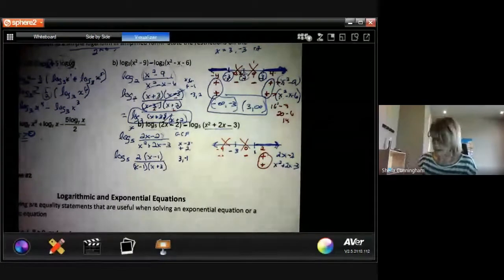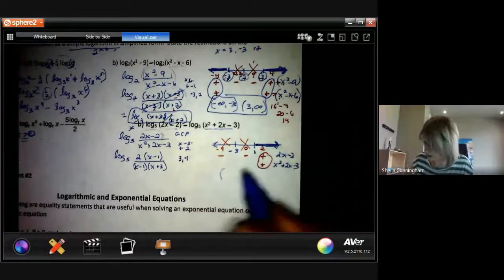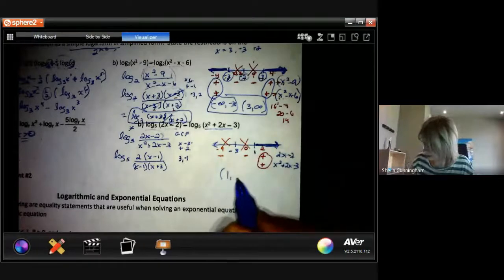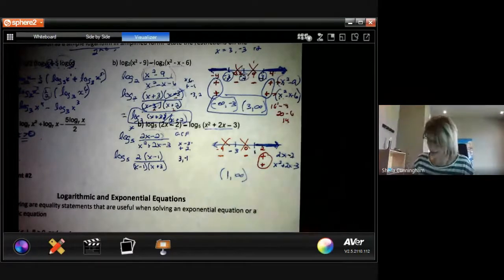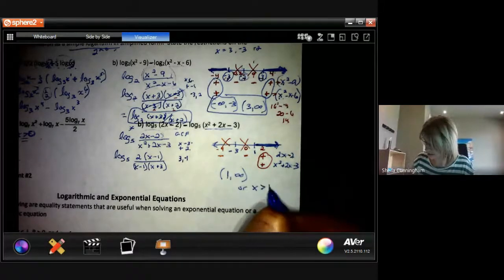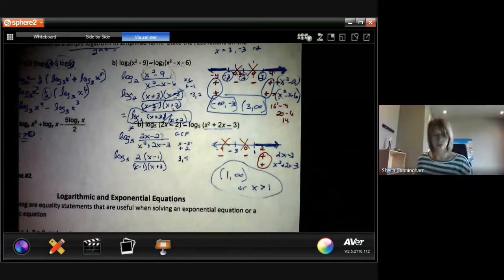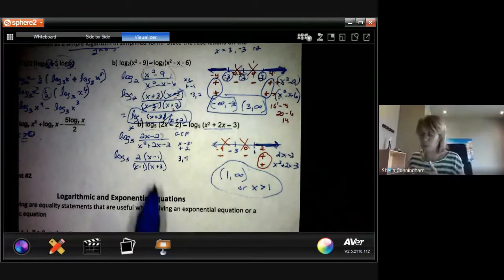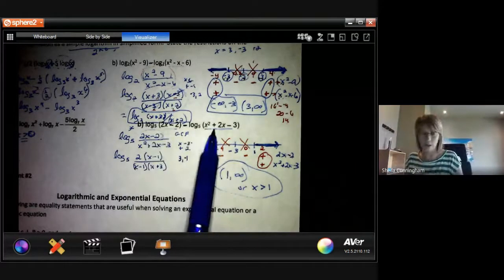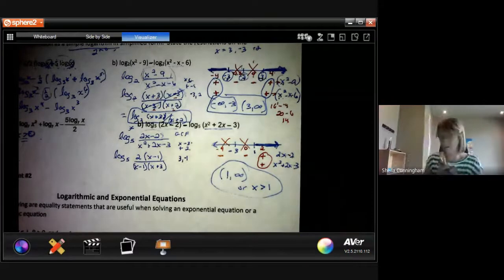So in this case, I really only have one chunk here. My restriction here is going to be from 1 to positive infinity. So I can write it like that, or I'm okay if you just write it as x is greater than 1. Either way allows for your restriction. So any values that we pick to put in for these logarithms have to always be greater than 1. Okay, not including 1, just greater than 1. So anything above.